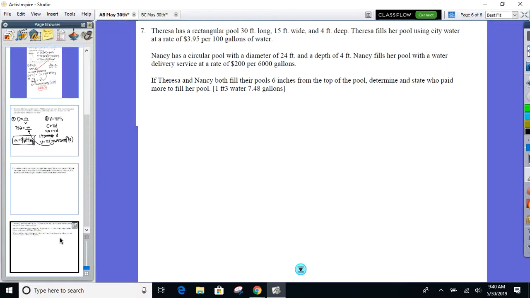A little key here at the end of the problem, they're only going to fill their pool 6 inches from the top. They're not going to fill all of it. They're going to stop at 6 inches from the top. Who paid more? I apologize for this unprofessionalism here. I don't know how that came out like that, but 1 cubic foot equals 7.48 gallons.